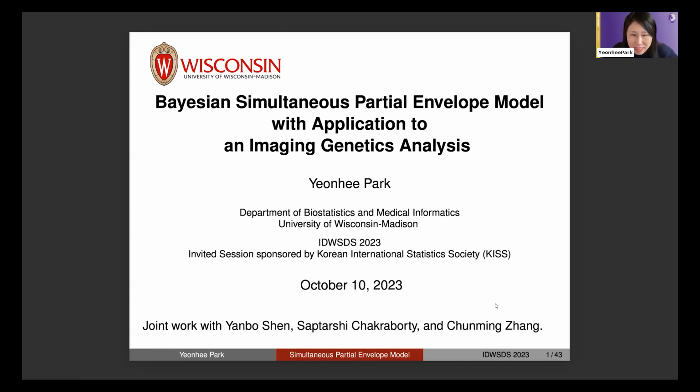This is about Bayesian simultaneous partial envelope model with application to an imaging genetic analysis. This is a joint work with Yanbo Shen and Chumin Zhang from UW Medicine and Saptarsi Chakrabarty from University of Buffalo.